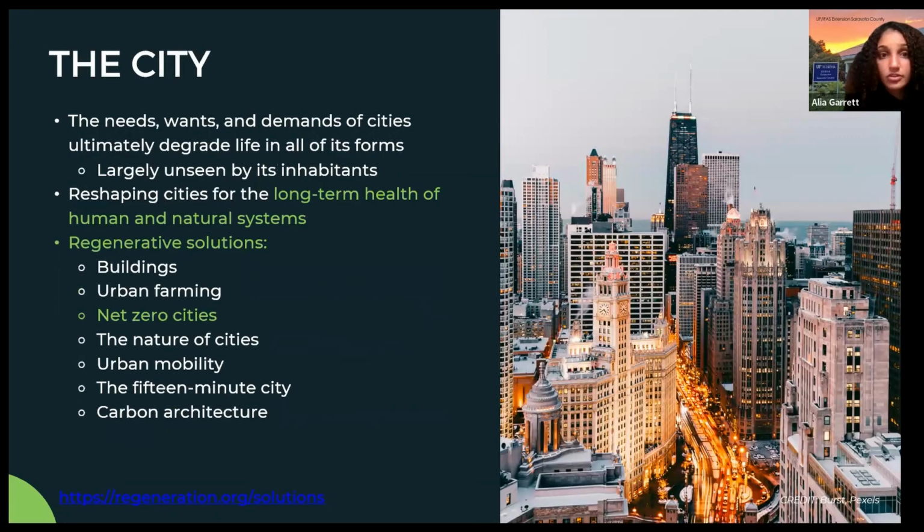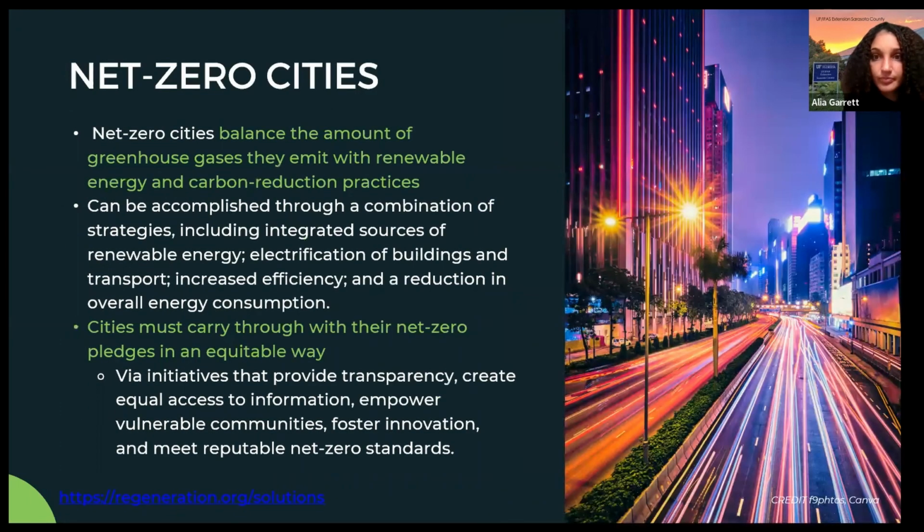The needs, wants, and demands of cities ultimately degrade life in all of its forms. It's largely unseen by its inhabitants, and reshaping cities for the long-term health of humans and natural systems is very important. So regenerative solutions include building, urban farming, net zero cities, the nature of cities, urban mobility, the 15-minute city, and carbon architecture. We're going to touch on net zero cities.